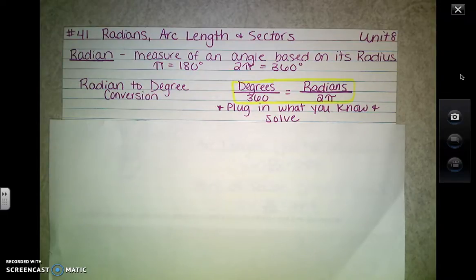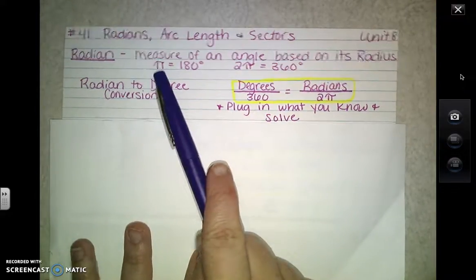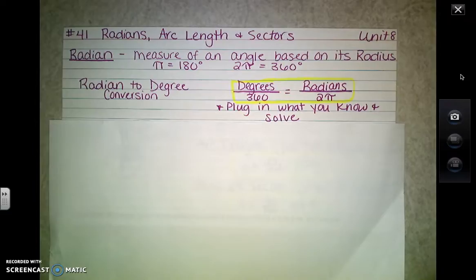We're going to start with your flashcard just to talk about radian measure. You've heard me talk about this a little bit here and there throughout the year. A radian is a way to measure an angle based on the radius and the circumference of the circle instead of in degrees like we normally do. A radian is a measure of an angle based on its radius, and radians are always measured in terms of pi. Pi is going to represent 180 degrees, and 2 pi is going to represent 360 degrees.